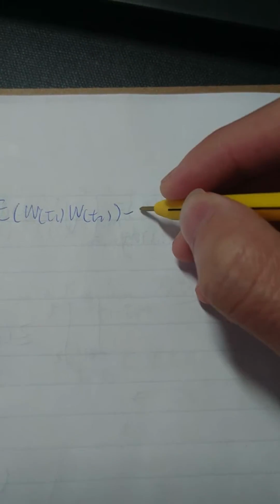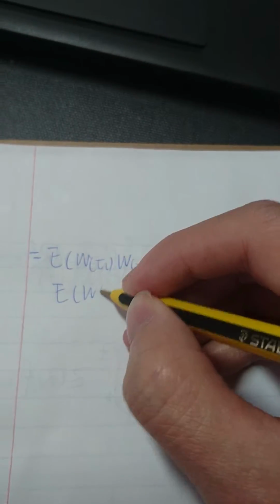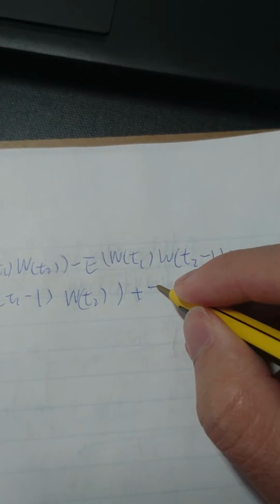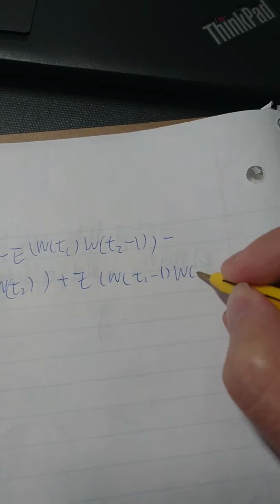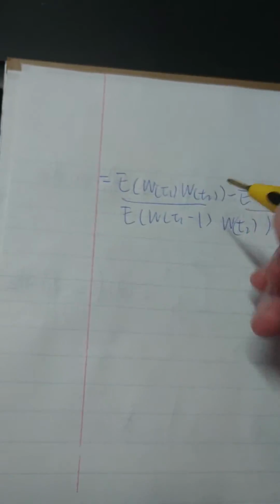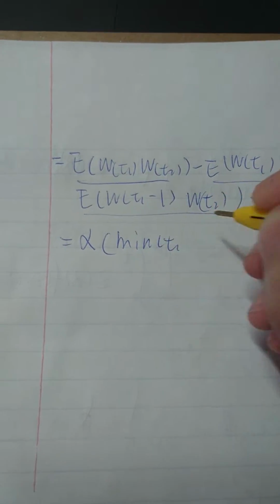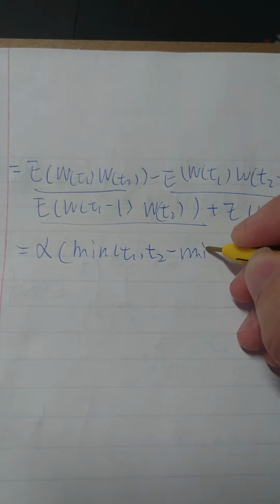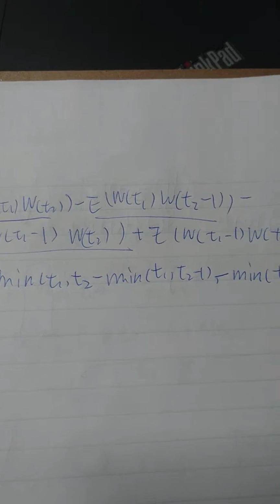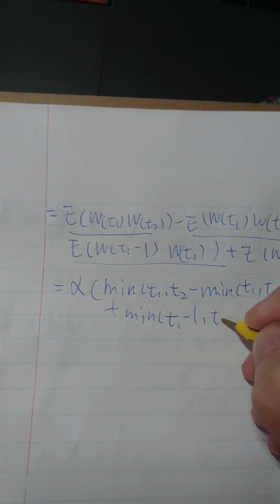Wt1 Wt2, minus the mean of Wt1 and Wt2-1, minus the mean of Wt1-1 and Wt2, then plus the mean of Wt1-1 multiplied by Wt2-1. And this is the autocorrelation of W, all of this, so it will equal alpha multiplied by the minimum of T1 and T2, minus the minimum of T1 and T2 minus 1, minus the minimum of T1 minus 1 and T2, plus the minimum of T1 minus 1 and T2 minus 1.